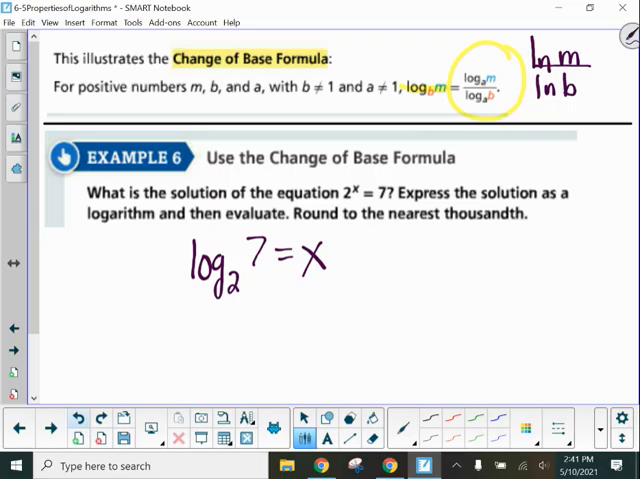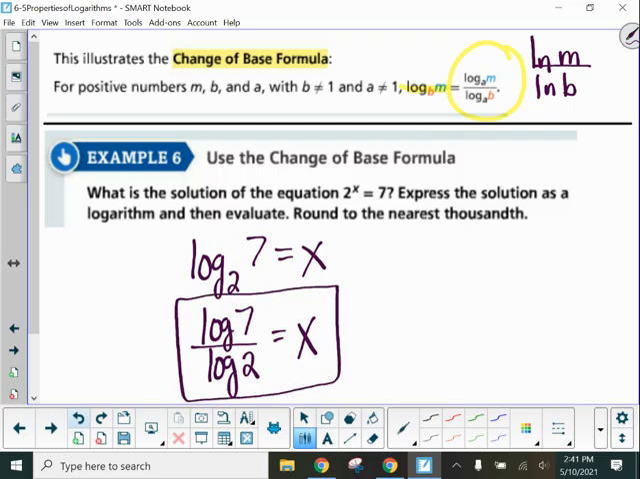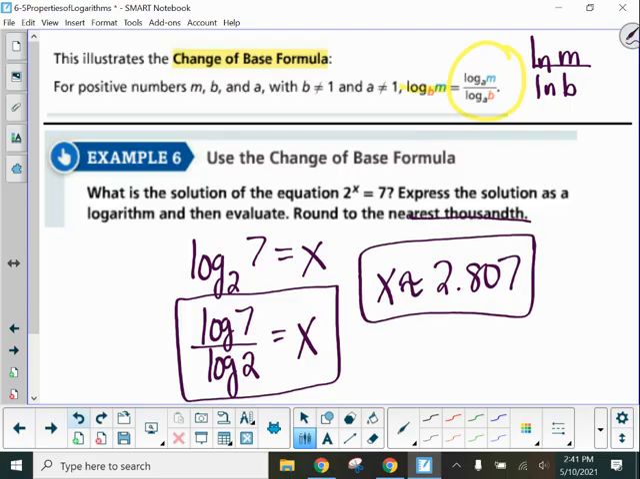Well, using this change of base formula, this is the same thing as the common log of 7 divided by the common log of 2. So you see your argument goes on the top, and then your base is going to be on the bottom. So there's my expression as a logarithm. We would type that in the calculator, and you are going to get 2.807 because it says nearest thousandth, so that's 3 decimal places. So that's your approximate answer. So you really need to pay attention to whether whatever you're looking at is asking for an exact answer or an approximate answer.